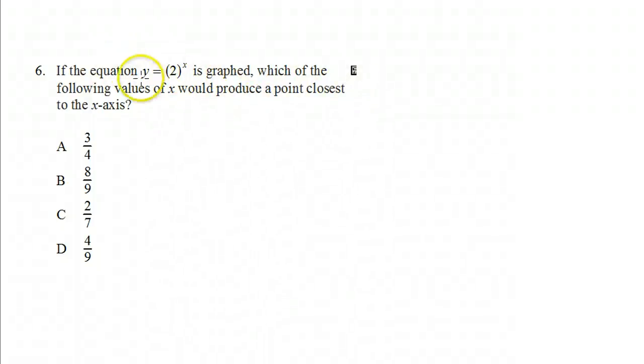Okay, for number 6, we want to see which, so if we graph this, which is an exponential equation because we have the x in the exponent, which of these would produce a point closest to the x-axis? So remember, if we were to graph this, it all depends if it's growth or decay. So is it growth or decay?